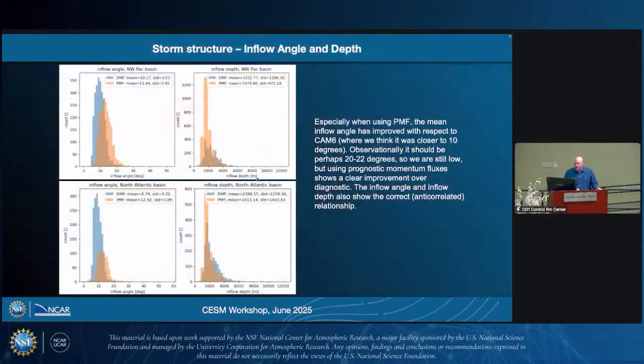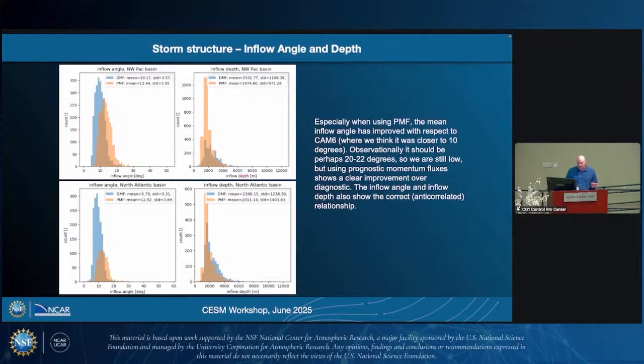Before, when we were just playing with the diagnostic versus prognostic momentum flux, I took a look at some of the smaller-scale storm structure, in particular inflow angles and inflow depths. And we do see an improvement using prognostic momentum flux. You can see that the inflow angle increases by a few degrees in both the Northwest Pacific and the North Atlantic, and then there's a corresponding decrease in the inflow depth. So this is looking good.